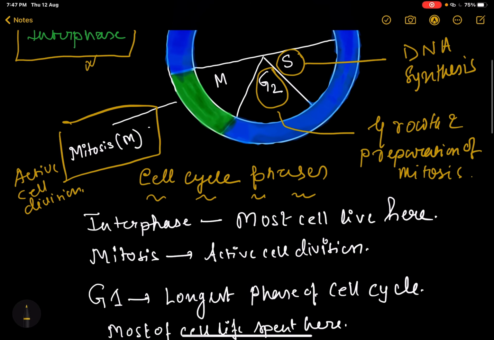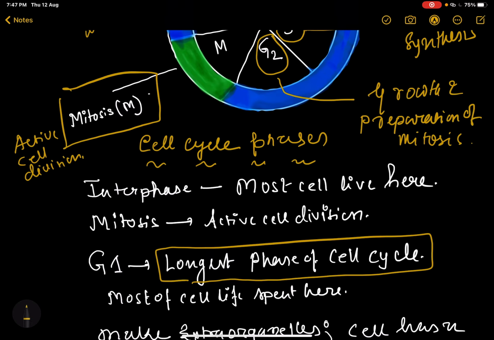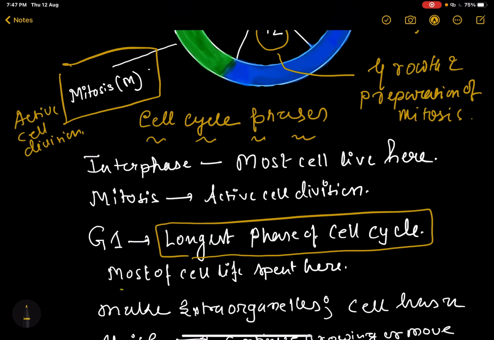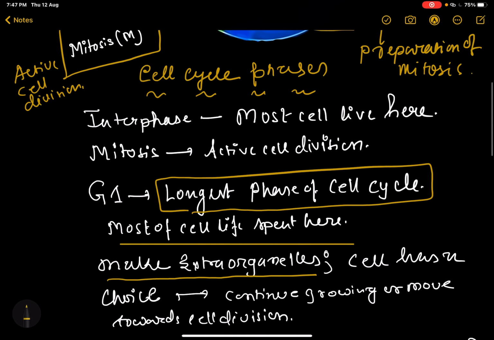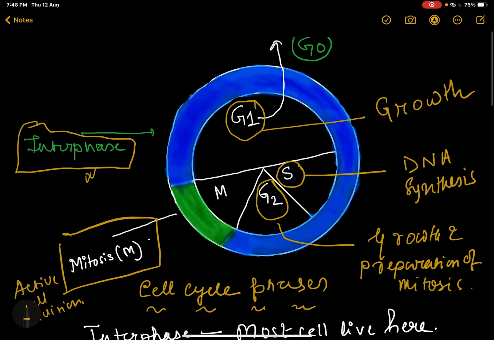Now, G1 phase. G1 phase is the longest phase of the cell cycle, as you can see from the diagram, and most of the cell's life is spent here. In G1 phase, the cell makes extra organelles. And in G1 phase, the cell has a choice: it continues to grow or it moves towards cell division. So, in G1 phase, this signifies growth.